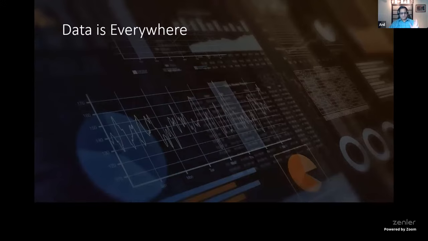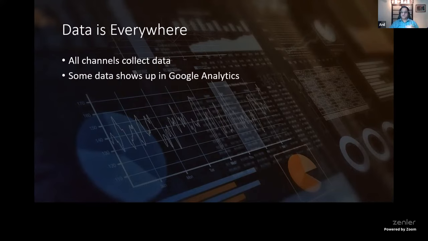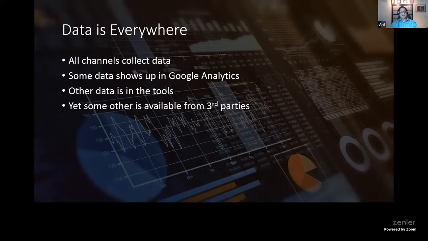Data is everywhere, not just your web. All the channels collect data, whether it's social media, your Google Ads, TV, offline, everywhere the data is there. Some data shows up in Google Analytics, other data is in other tools. Yet some other data is available in third-party systems. For example, there might be demographic information about the user, which Google has. It's a third-party system that Google Analytics can make available, not at an individual level, but at an aggregate level.